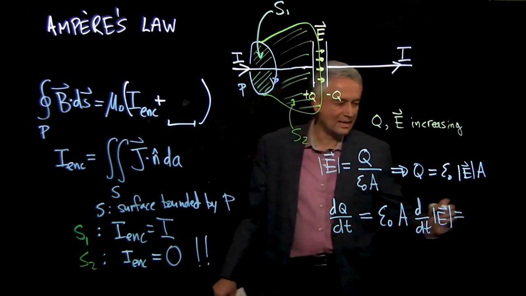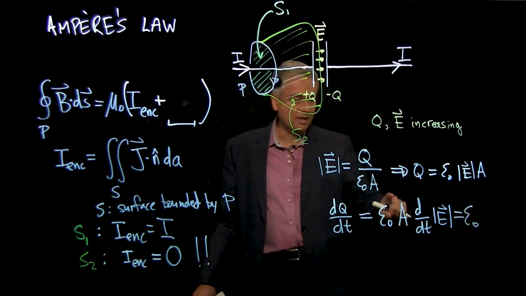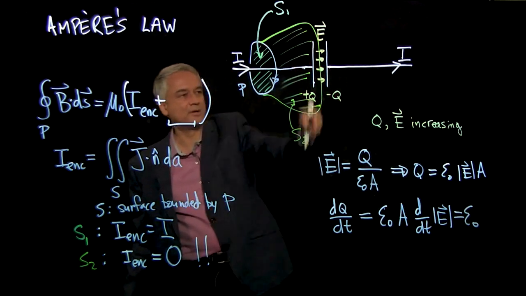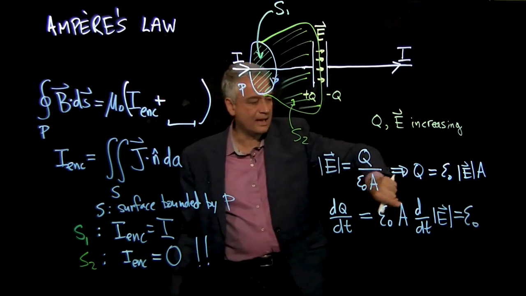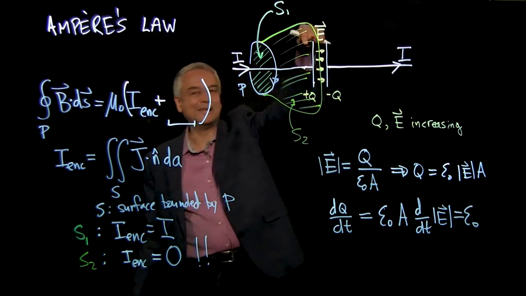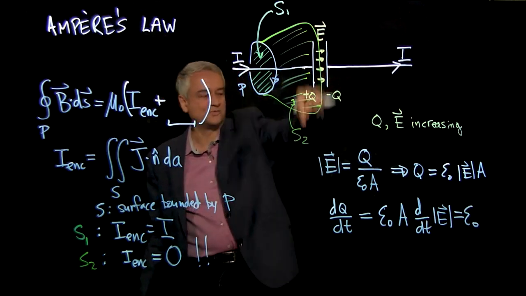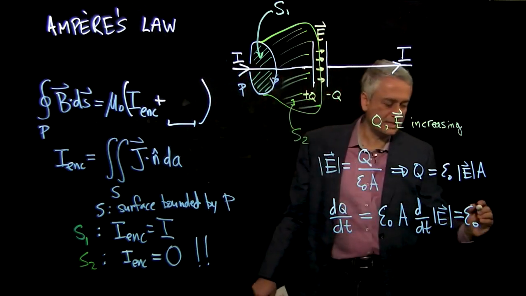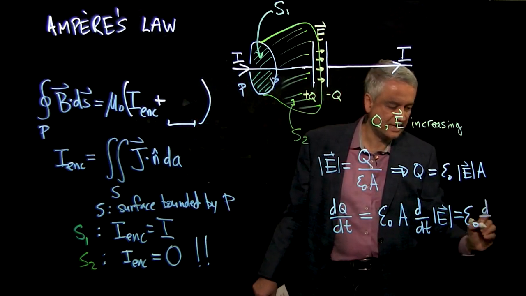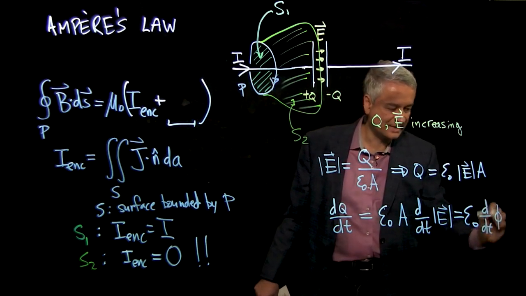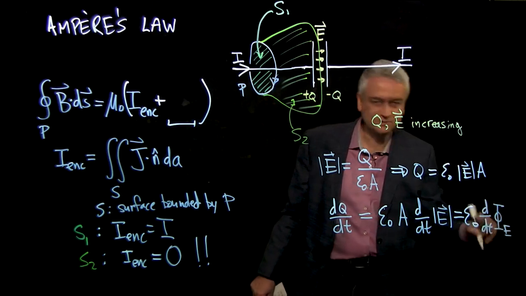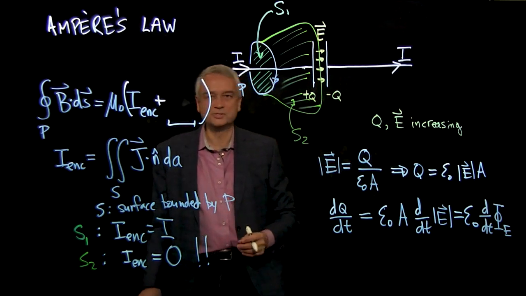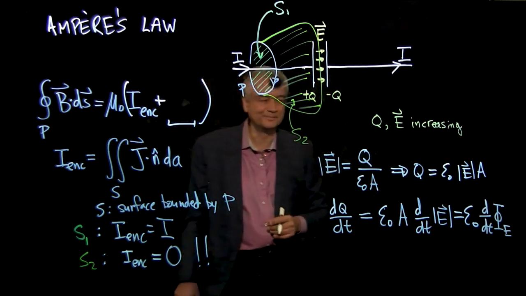So this suggests that I'm going in a good direction. I can rewrite this as epsilon naught times what? Well, what's A times E? Because the electric field is perpendicular to this surface, A times E is the electric flux through the surface S2, or the part of the surface S2 that goes between the plates. So this is epsilon naught times d by dt of not the magnetic flux, but the electric flux, the quantity that occurs in Gauss's law, which we were introduced to way back at the beginning of 802.